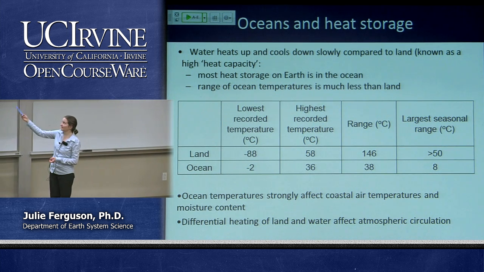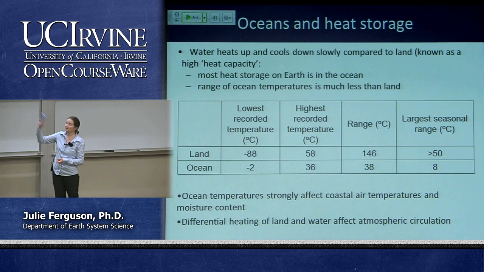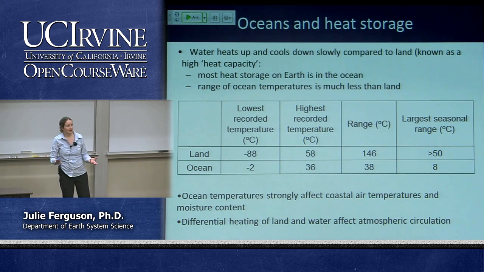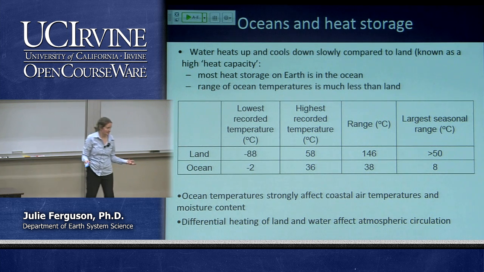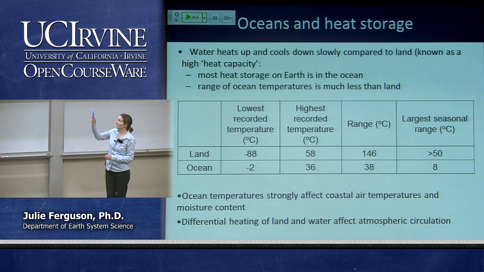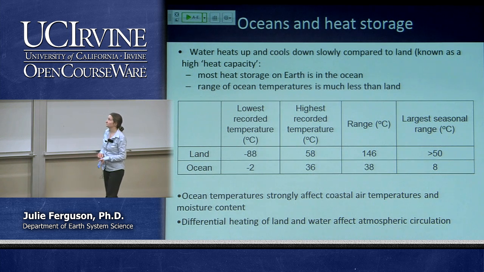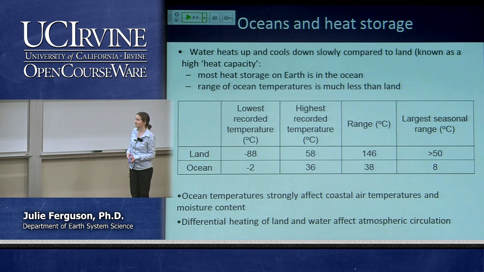So you can see that it has an effect. On land, our low temperature is minus 88 degrees Celsius. Our ocean is minus 2 because we freeze at that point. On our high record, you can see that land also gets much hotter than our oceans do. So the range is much, much different.